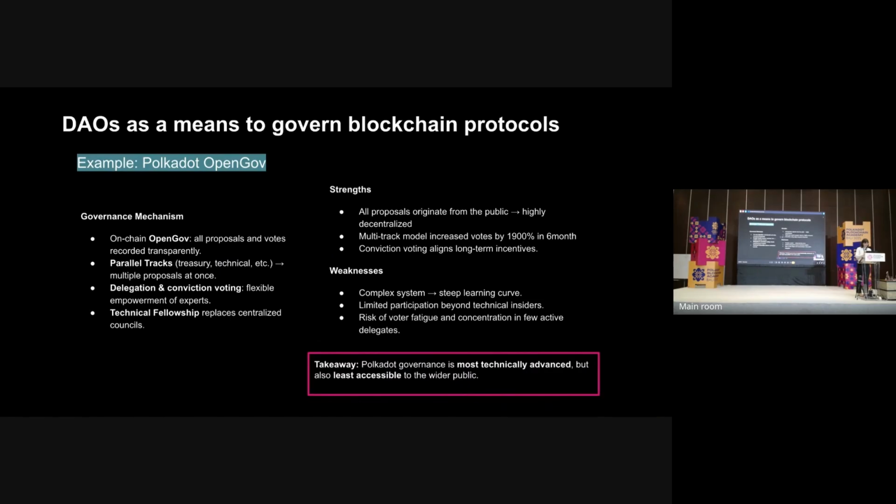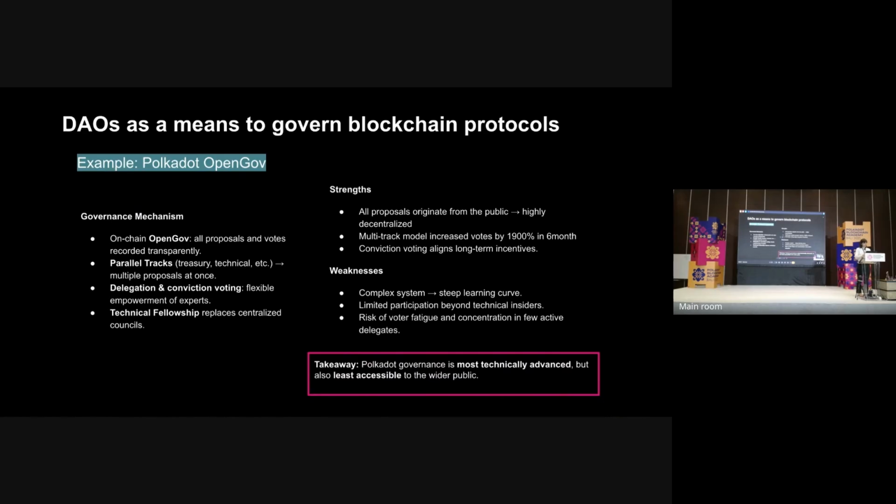Strengths and weaknesses: all proposals are proposed by the public, the community. They get to propose changes. They're part of it. It's a very community-centric point of view. The multi-track model increased the votes by almost 2,000% within 6 months. So apparently that's something good. It increased participation and probably motivated a lot of people. And then conviction voting also aligns with long-term incentives and motivates people. The weakness is it's still a very complex system. So you really need to be motivated to participate and have a personal incentive, I guess. Yeah, so that means limited participation beyond very technical insiders. And yeah, a risk of voter fatigue.